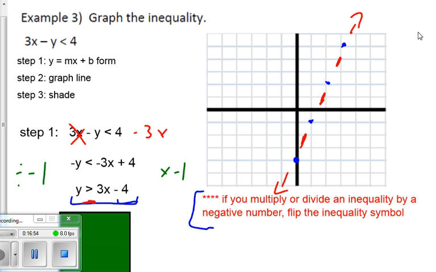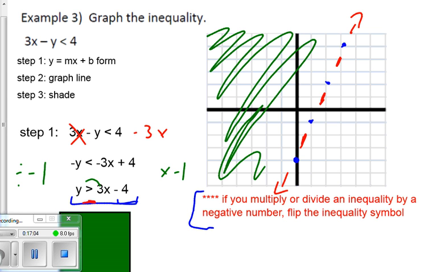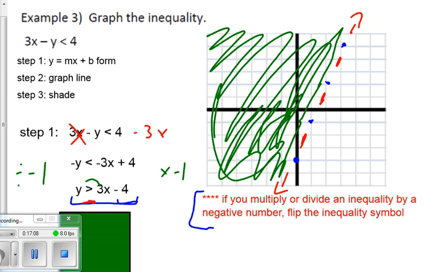Now, am I shading everywhere above or everywhere below? Well, again, this tells us greater than, so we're shading everywhere above this line. I can take any point in this area, anywhere above this line, and it would make that inequality true. I'm not going to go through and check any more points because I think you get the gist of it, but that's how you graph these inequalities.